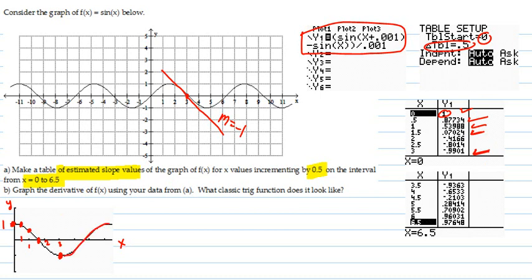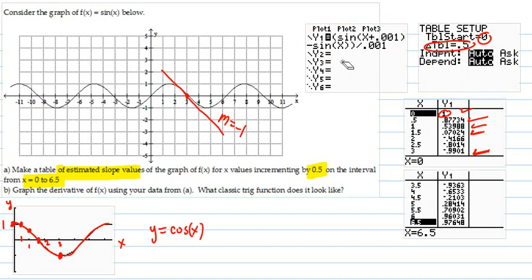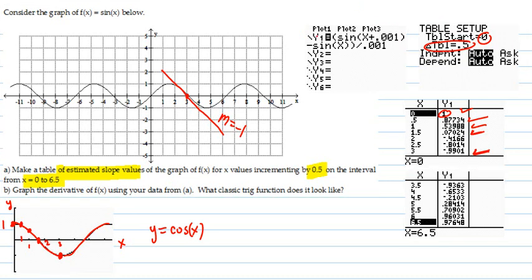You go up like this, come down like this, and you get a curve that looks exactly like cosine x. In fact, if you take this same TI and you put cosine x in y2, and graph both of them, they'll lie pretty much on top.